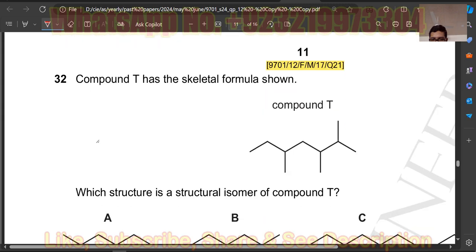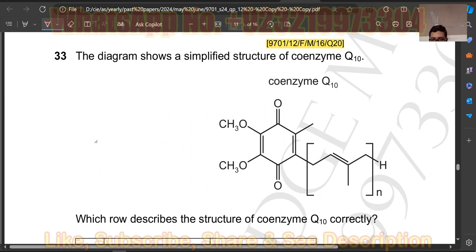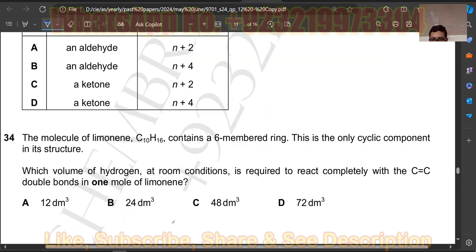Then question number 32 is already attempted by someone else. Question number 33 is also attempted by someone else. Then comes question number 34. Question number 34 states the molecule of limonene has a 6-member ring and this is the only cyclic component in its structure. Which volume of hydrogen is required to react completely with the C=C double bonds in 1 mole of limonene?